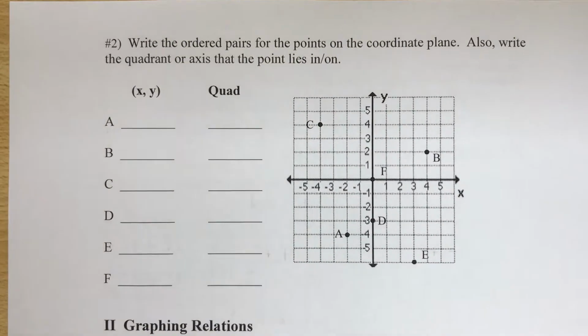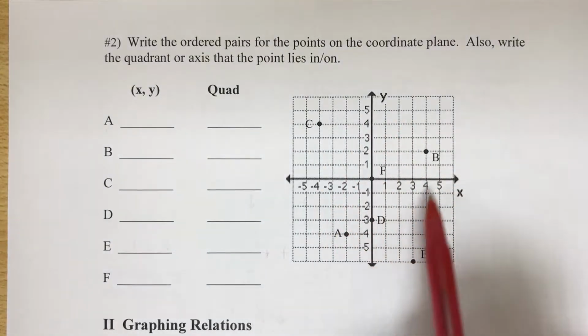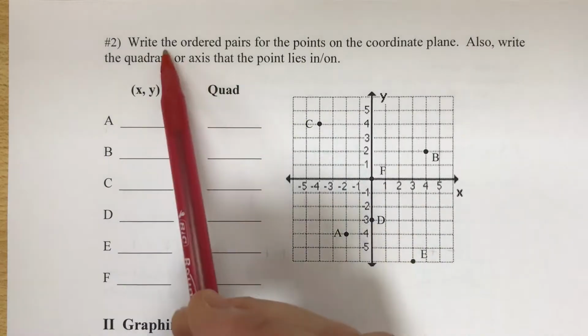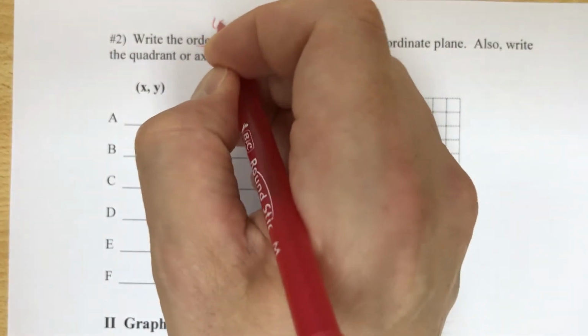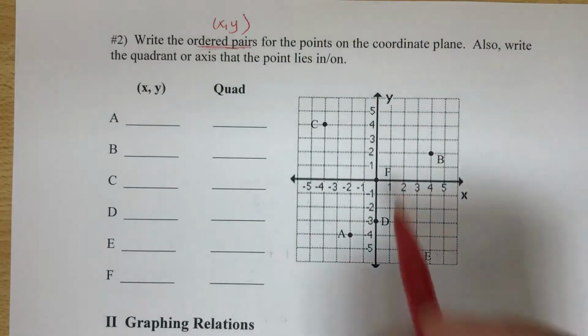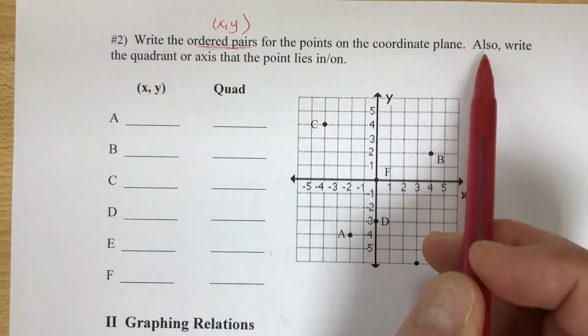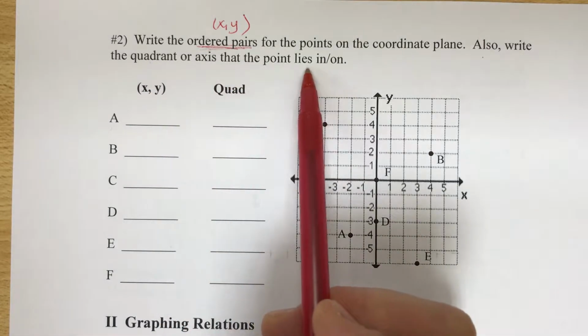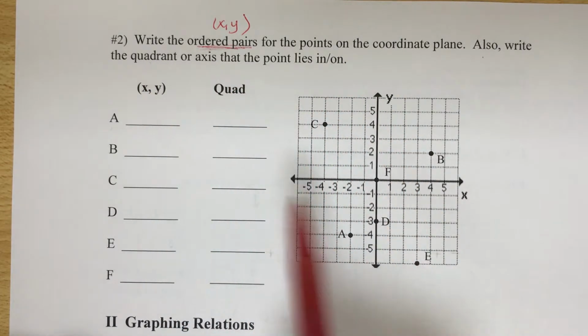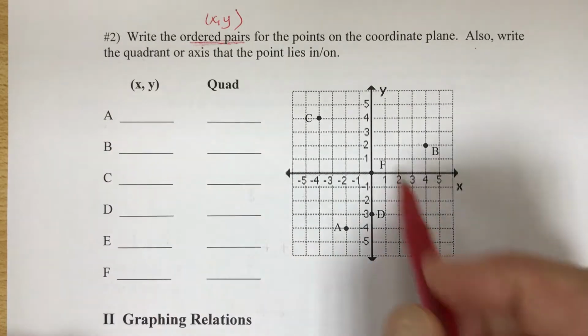And we'll take problem 2 here. Now this time they give us the coordinate plane, and they give us points. Write the ordered pairs, that's x, y, for the points on the coordinate plane. Also, write the quadrant or axis that the point lies in or on. So we need to find point A.